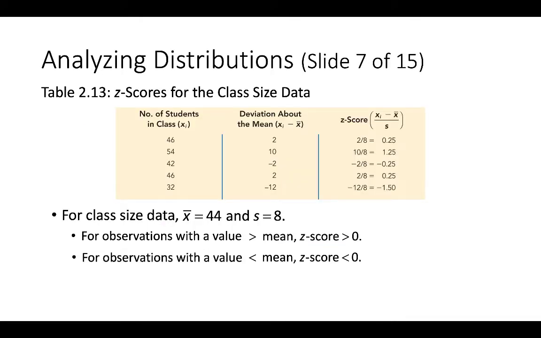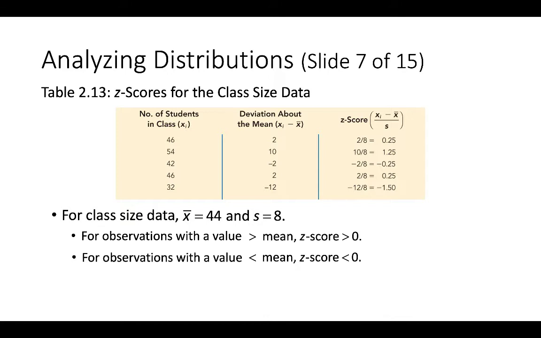So for example, here we have 5 class size values again. We already know the mean of the sample is 44, and the standard deviation of the sample is 8. To get the z-score for each value, you just subtract the mean from each value and then divide the result by the standard deviation. So the first class size is 46. Minus the mean 44, the result is 2. Dividing the 2 by the standard deviation 8, the result is 0.25. So 0.25 is the z-score for the first observation, which is 46.